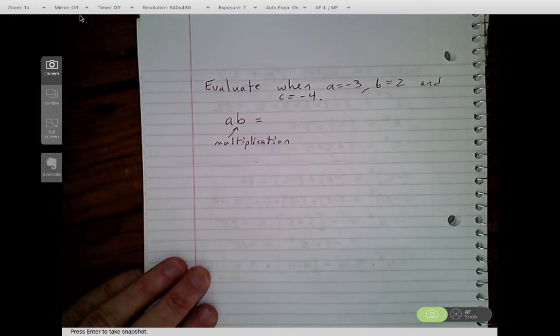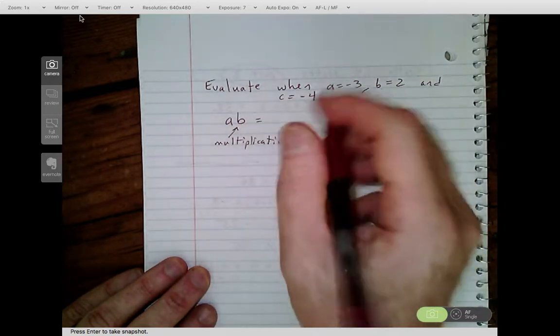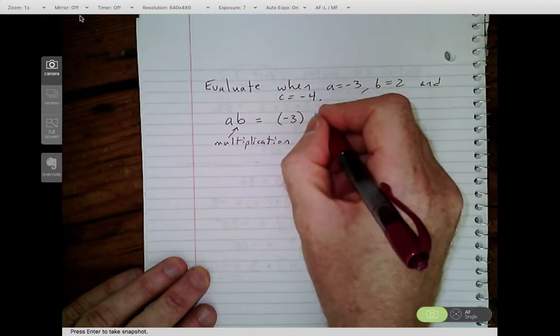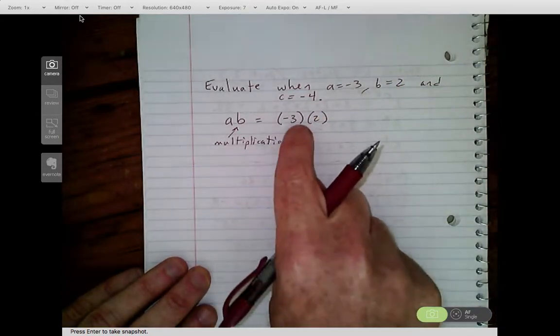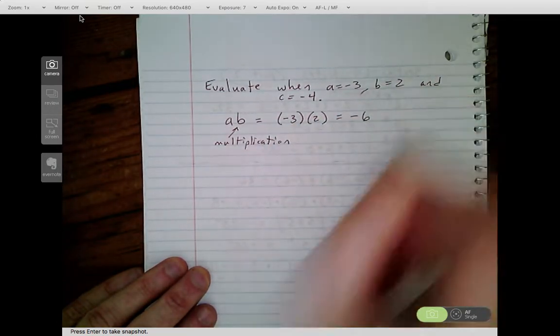Okay, so we're going to multiply A and B together. So let's substitute or plug in the numbers for those variables. So A is -3 and B is 2. Okay, so we just times those together. Well, 3 times 2 is 6, and negative times a positive is a negative, so that's -6.